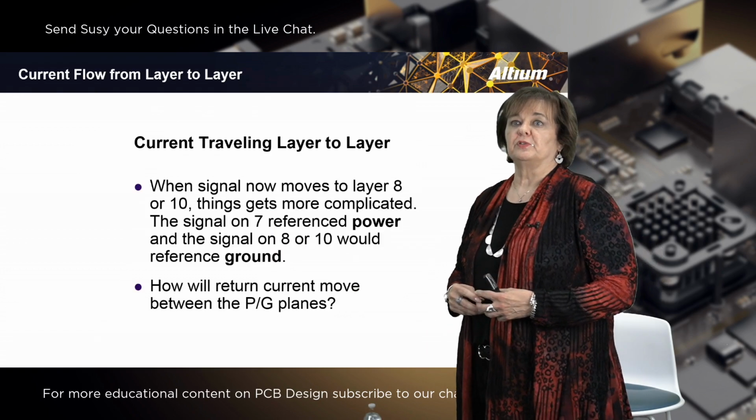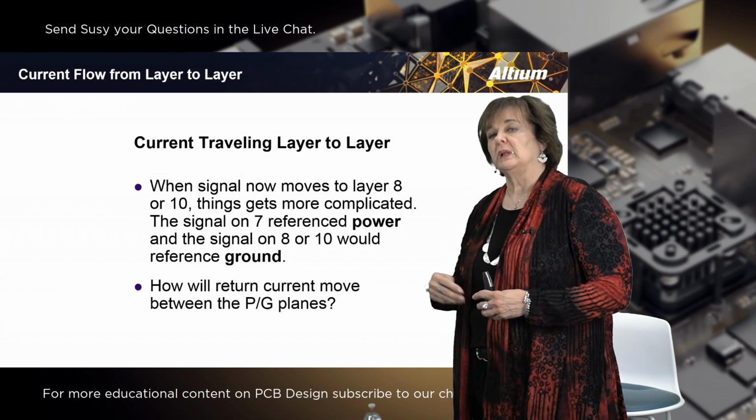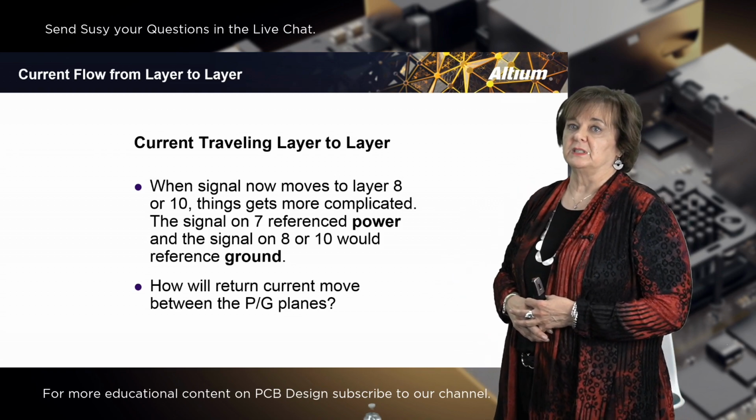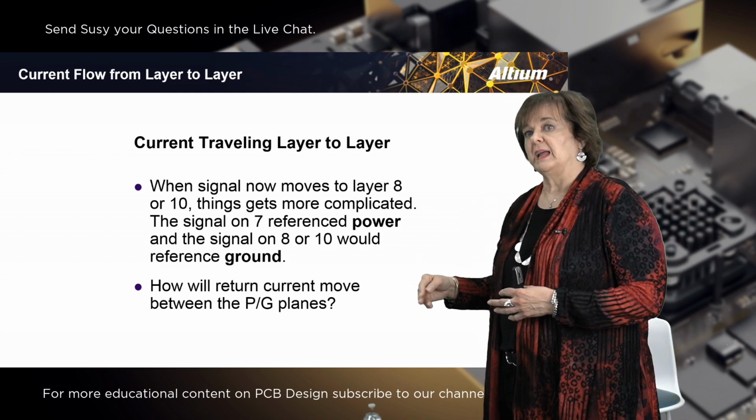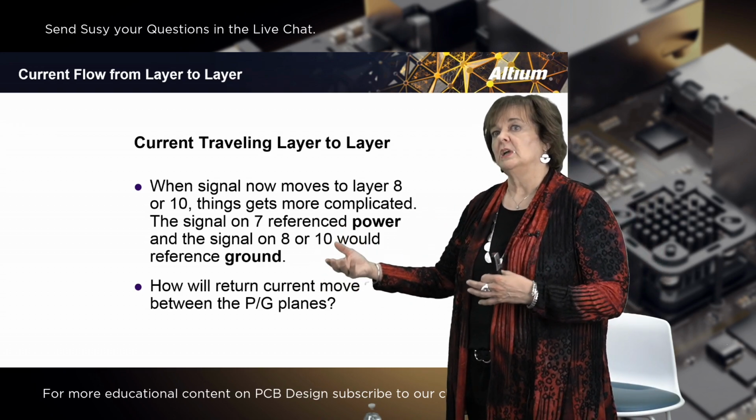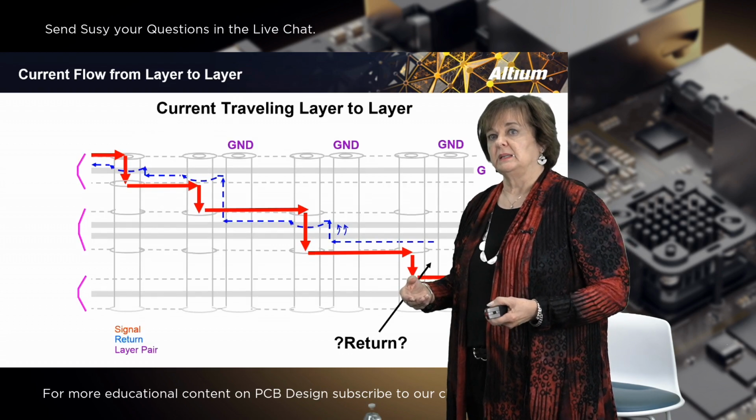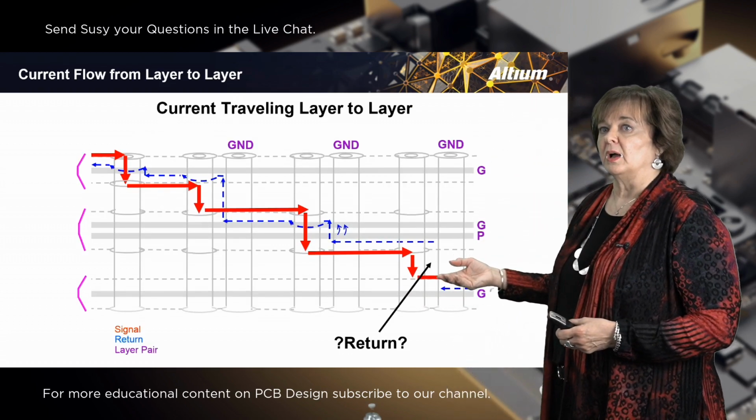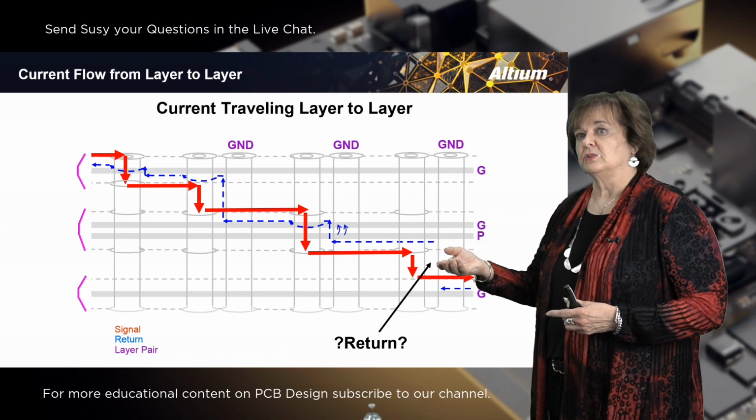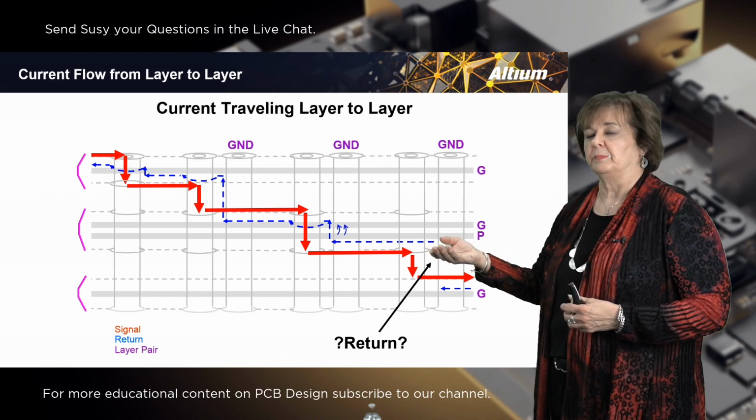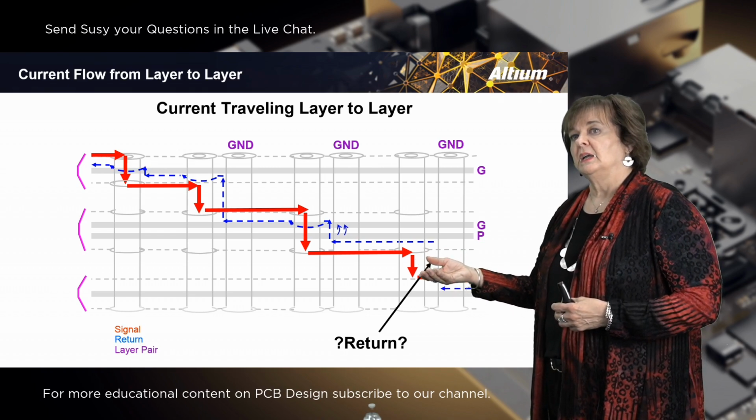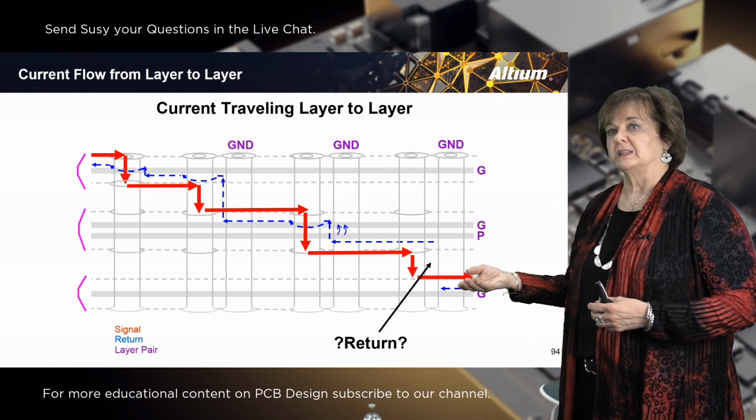When the signal now moves from layer 8 or 10 to layer 8 or 10, things get more complicated. The signal return on layer 7 referenced power, and the signal on layer 8 or 10 would reference ground. So how will we go from the signal referencing power to referencing ground? The energy cannot couple across because you have the ground via, but the ground via is not going to help you because the energy here is returning on ground power, and so there isn't an easy way for the energy here to be able to couple across and get back to the source.